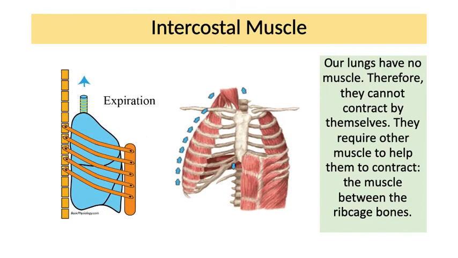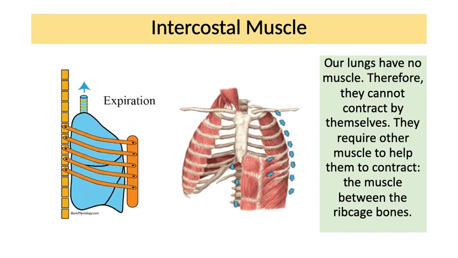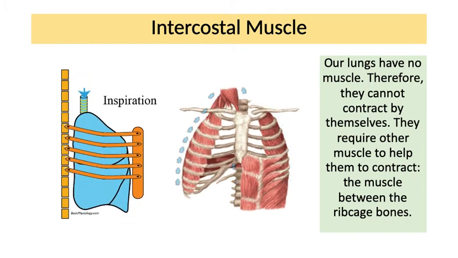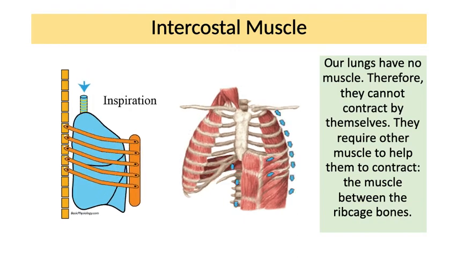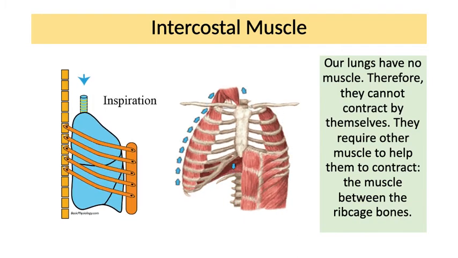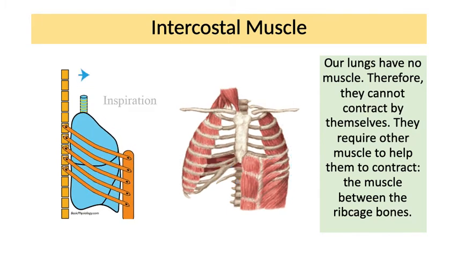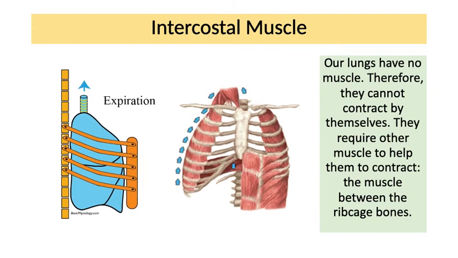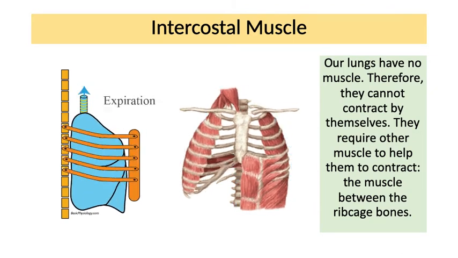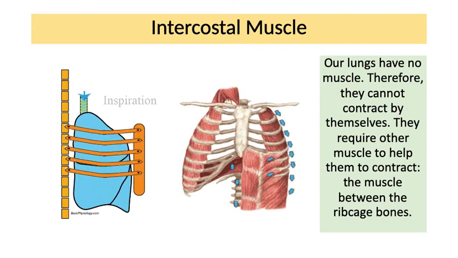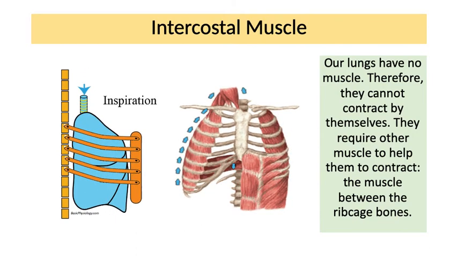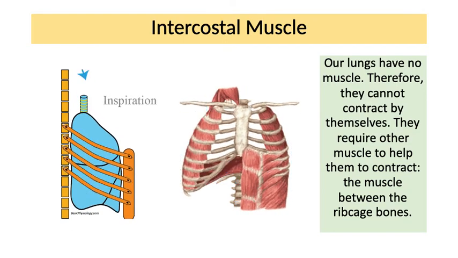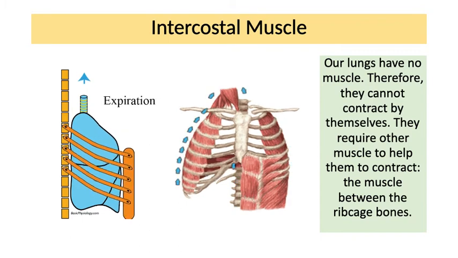So you can see from this slide that the changes in the shape of the rib cage when it becomes bigger or smaller is actually helped by the contraction of the intercostal muscle, or the muscle between the bones of the rib cage. So our lungs have no muscle, therefore they cannot contract by themselves. They require other muscle to help them contract, which is the muscle between the rib cage bones. So they are called intercostal muscle.